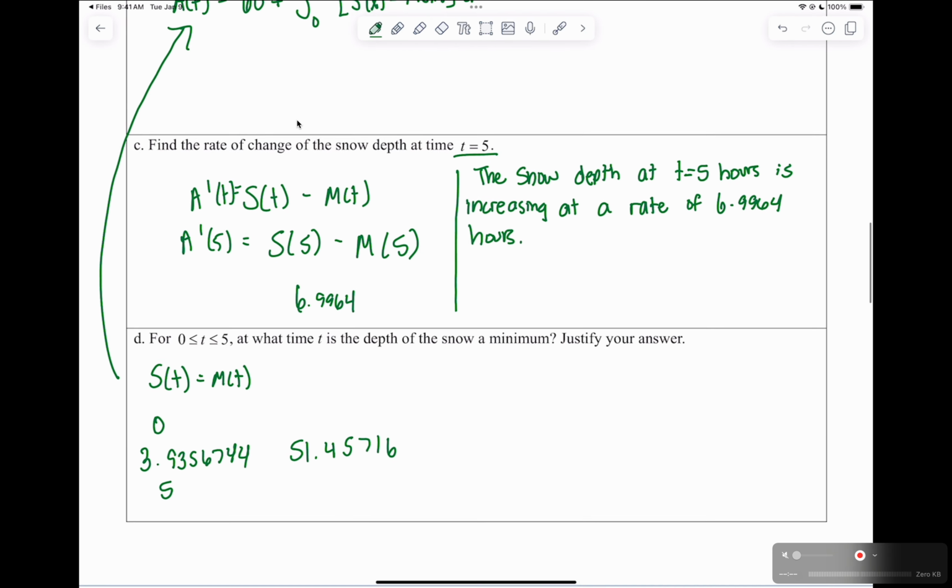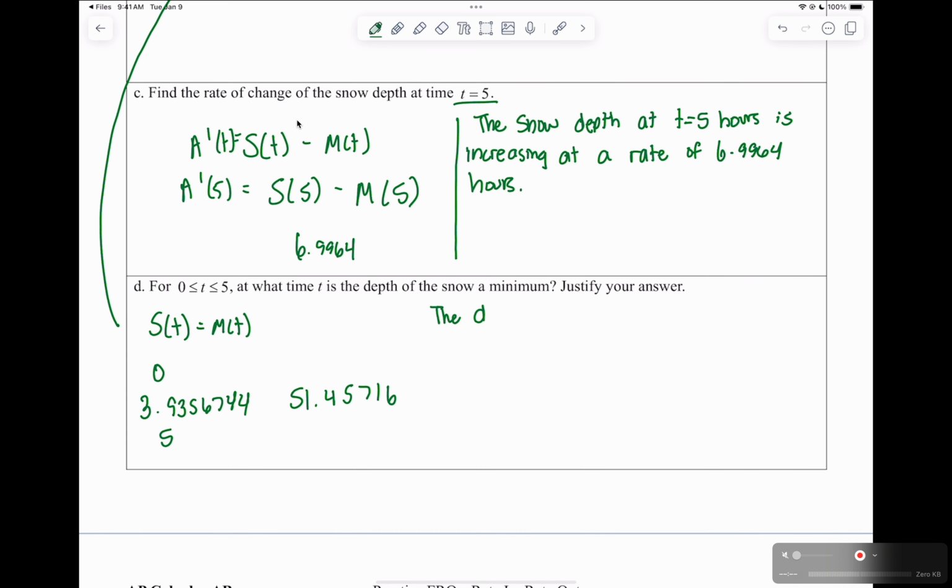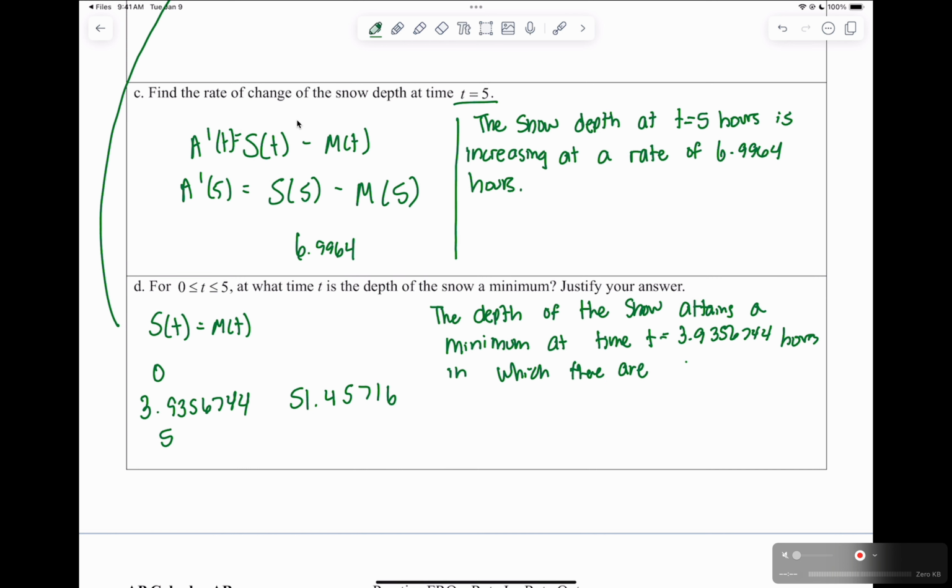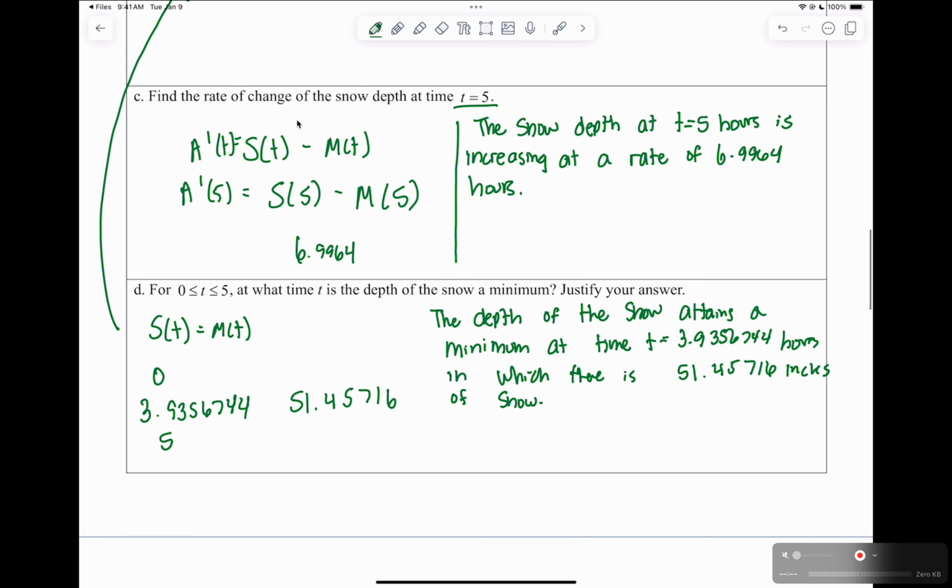Whenever we are justifying our answer, this is essentially saying the depth of the snow attains a minimum at time t equals 3.935674 hours, in which there is 51.45716 inches of snow. And that is your little justification.